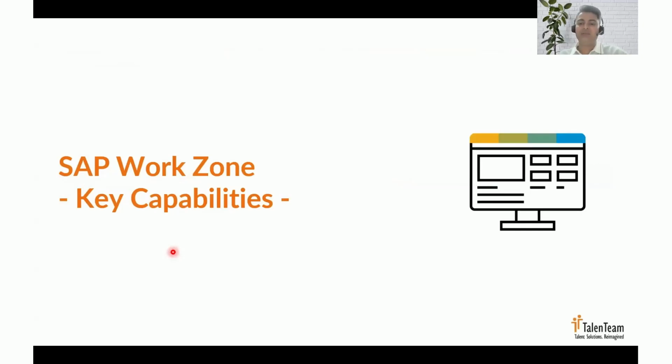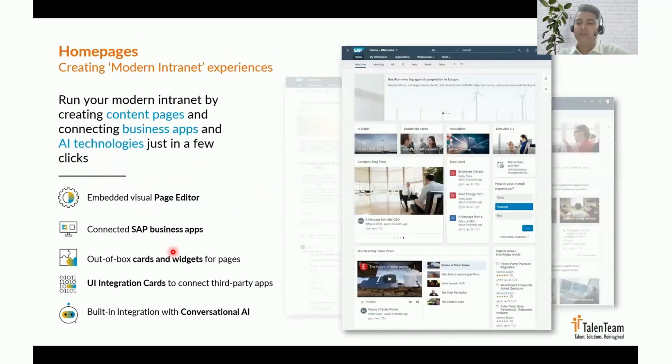Now, talking about SAP Work Zone and its key capabilities, the first impression that the person gets is when they log into the system. The first page that they see, what we call the home page. Now, this home page has to be heavily customizable as per the organization's needs. When I say customizable, I'm not just talking about putting different colors, different logos or images. It should also be able to surface data that is required by the organization.